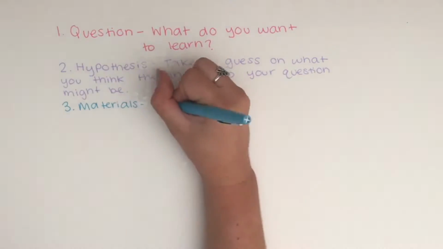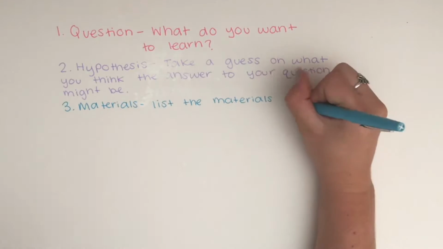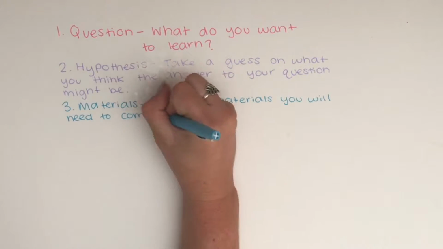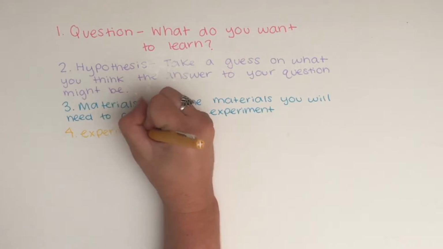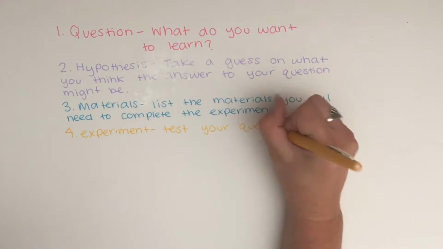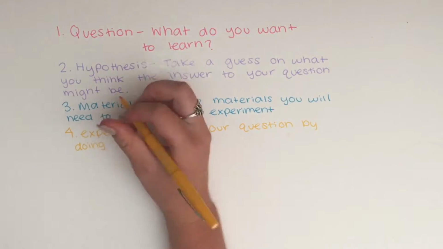The third step is to gather the materials. List the materials you will need to complete the experiment. The fourth step is to conduct the experiment. Test your question by doing the experiment.